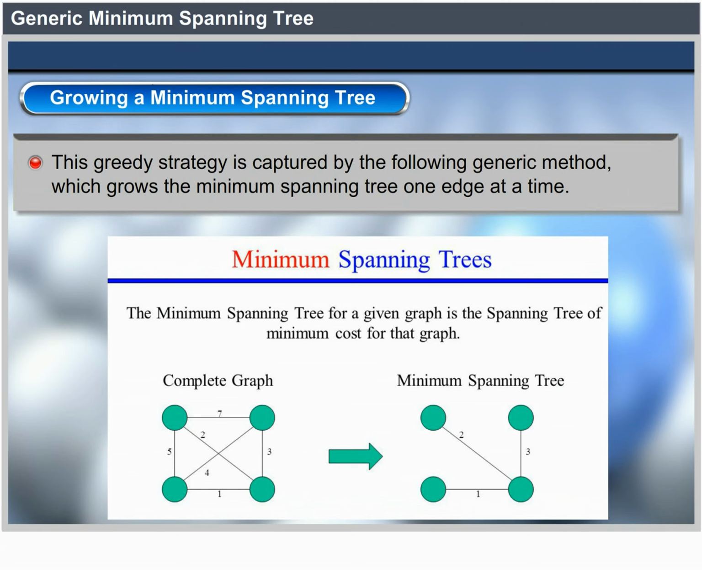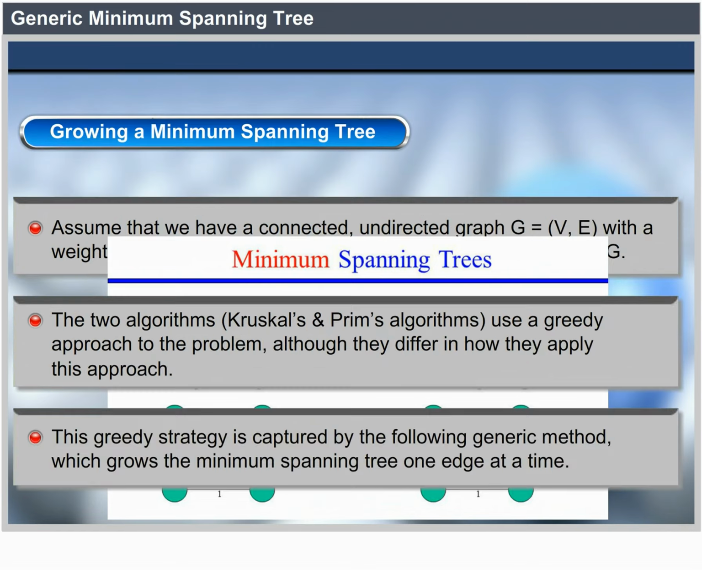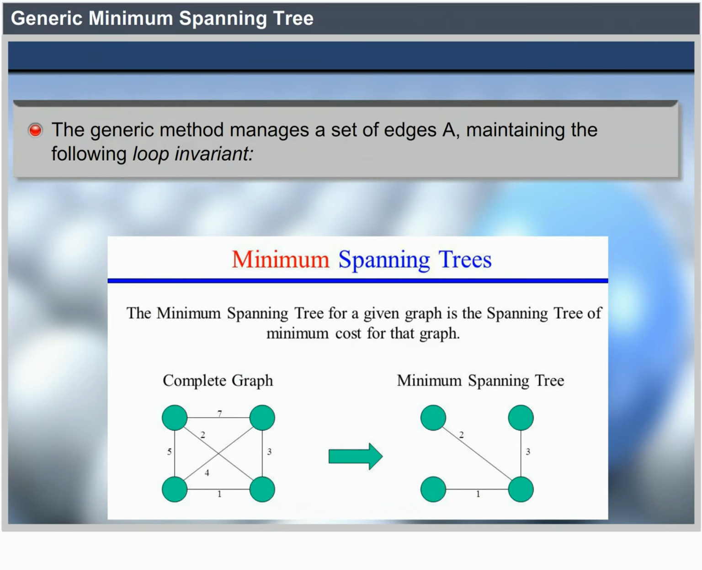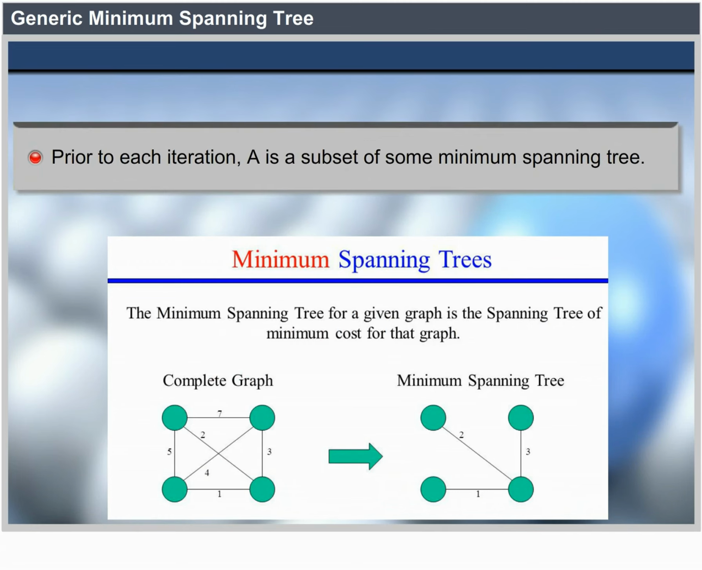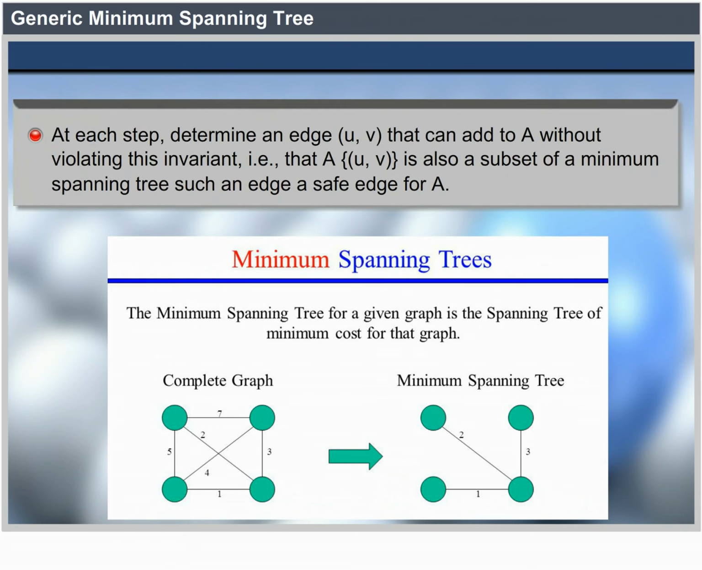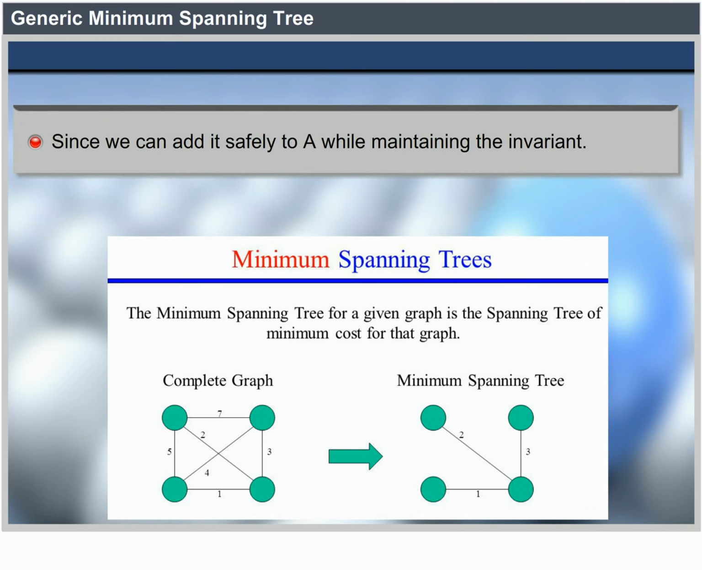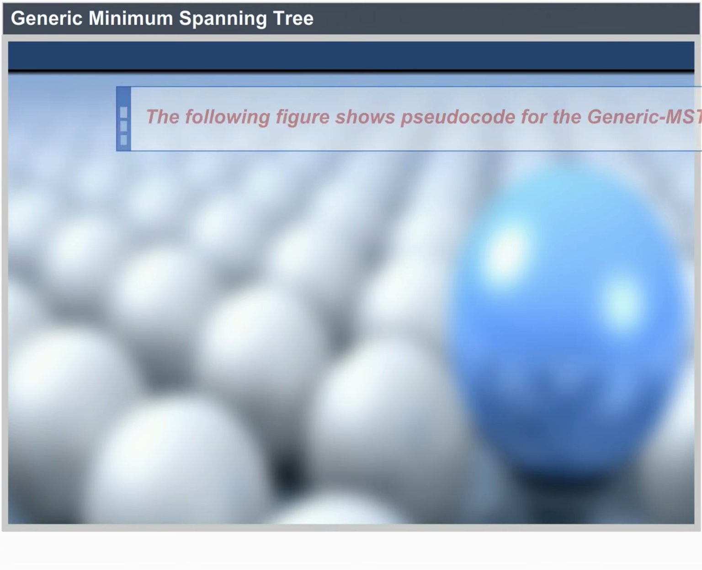The generic method manages a set of edges A, maintaining the following loop invariant. Prior to each iteration, A is a subset of some minimum spanning tree. At each step, we determine an edge U, V that we can add to A without violating this invariant. That is, A union U, V is also a subset of a minimum spanning tree. We call such an edge a safe edge for A, since we can add it safely to A while maintaining the invariant. The following figure shows pseudocode for the generic MST.